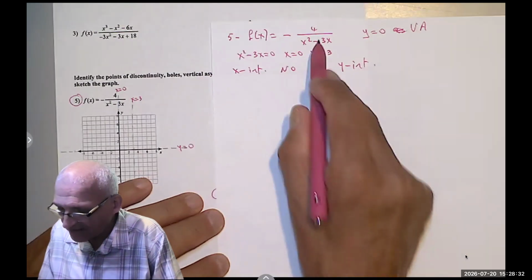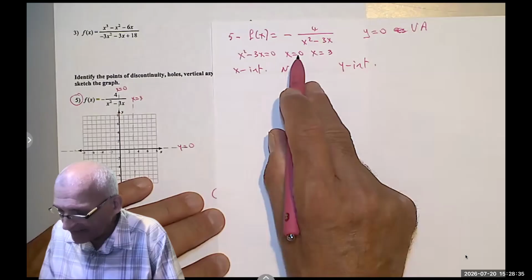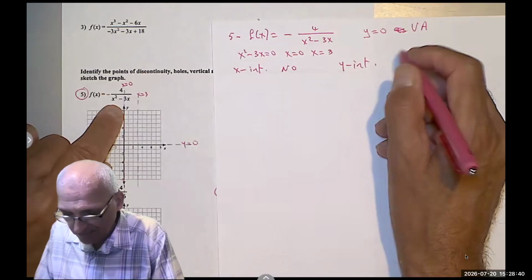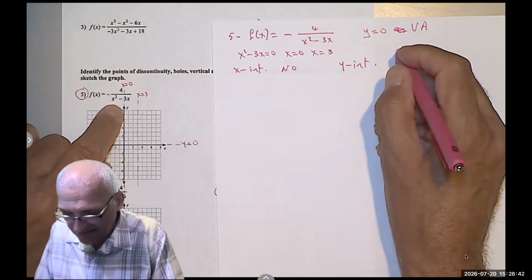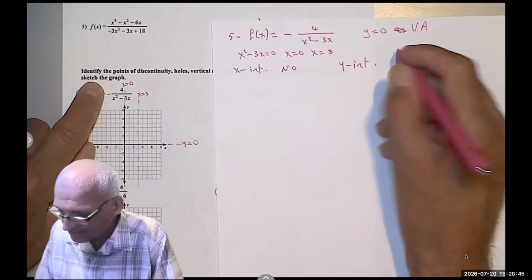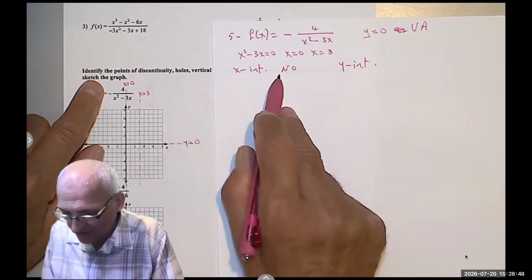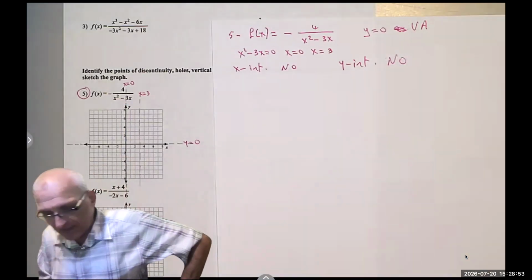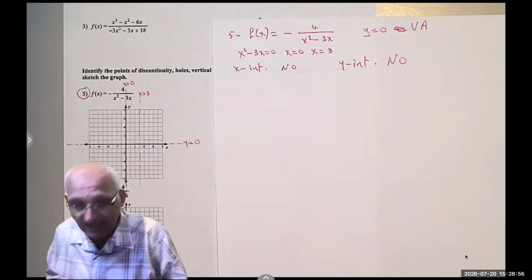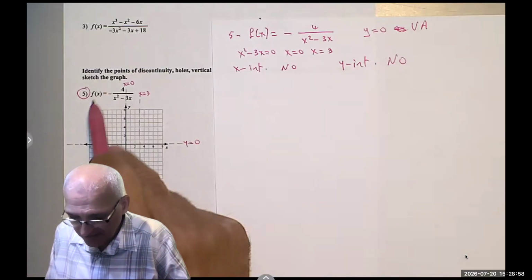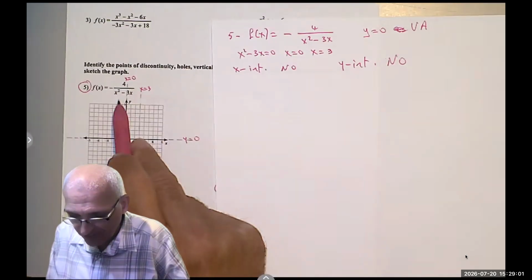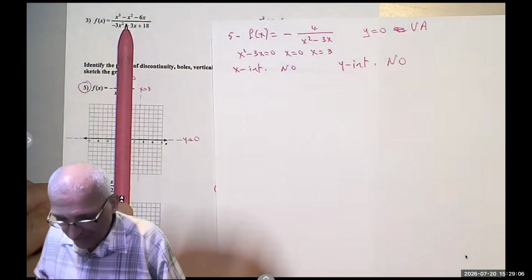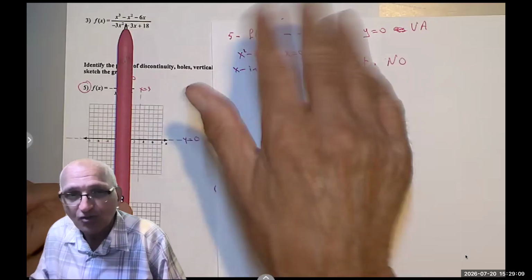Y-intercept, setting those equal 0. If I set x equals 0, you also get no y-intercept. It doesn't cross the y-axis, and it doesn't cross the x-axis. Why? Because if that's a 0, you are dividing 4 by 0 and you are getting infinity. In fact, that's a vertical asymptote, so I cannot cross it. There is no y-intercept.